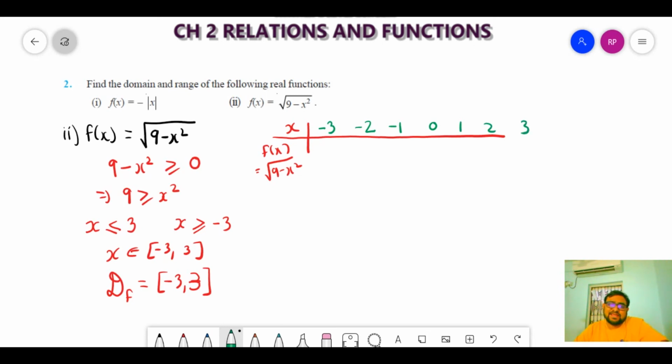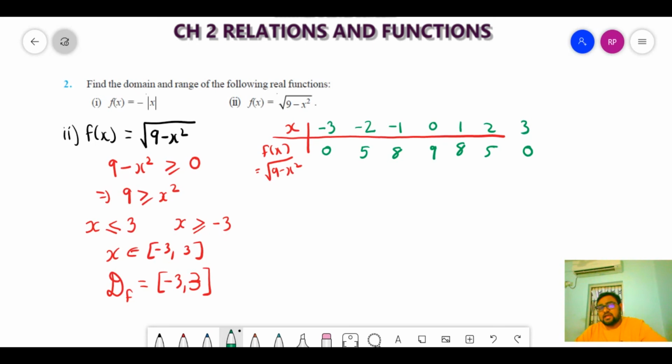So for minus 3, it will be root of 9 minus 3 squared. So 9 minus 9, that is 0. When I put minus 2, 9 minus 4, that is 5. Minus 1, 9 minus 1, that is 8. 0, 9 minus 0, that is 9. Again for 1, the answer will be 8. When I put 2, it will be 5. When I put 3, it is 0.